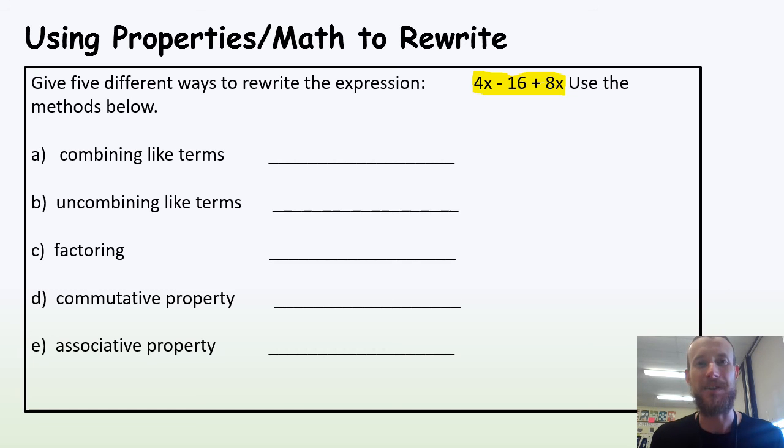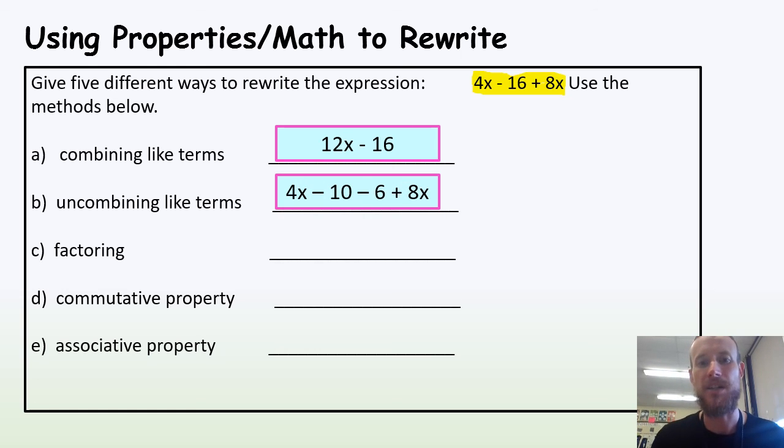So beginning with combining like terms, 4x and 8x in this expression add to 12x. Those are the only two like terms. 12x minus 16. The minus 16 cannot be subtracted from 12x because 12 times an unknown number is an unknown amount. We can't subtract 16 from that. B, uncombining like terms. This could be done in a lot of ways, but I've decomposed negative 16 or minus 16 into negative 10 minus 6. That's another way to think about negative 16. I'm uncombining, I'm splitting apart the negative 16.